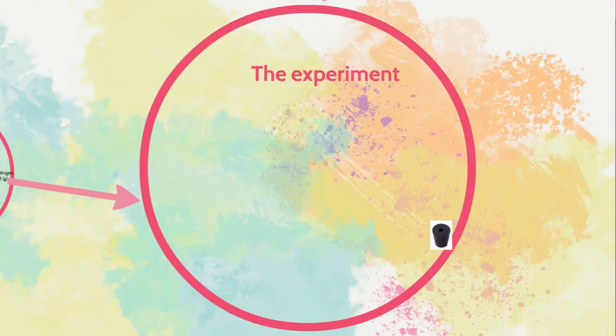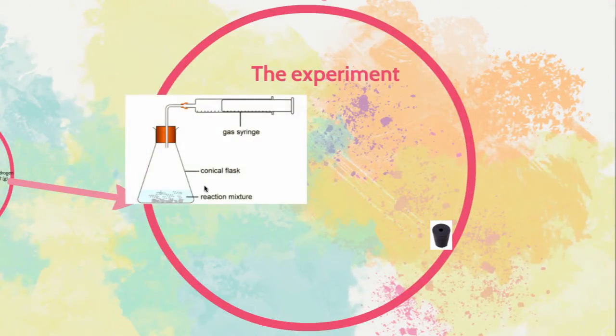Let's go to that experiment. We will have a flask and our reaction mixture. We will use a gas syringe to measure the amount of gas being produced in this experiment. And also we will need time, right? Because the rate, remember, is a change over time. So we need a stopwatch to measure the time.